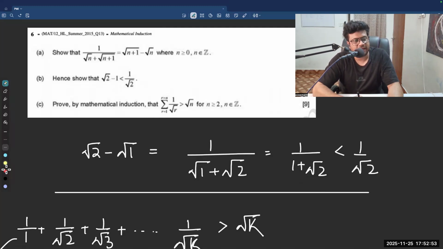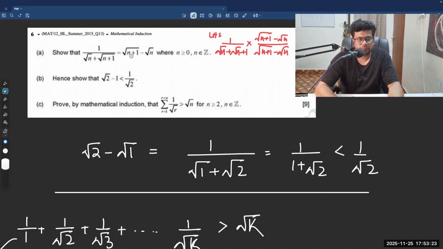Okay, now let's look at this one. Show that this is always equal to this, where n is greater than or equal to 0. Well, I don't want to do this one. Again, it's a very easy thing. You only want to rationalize the thing on the left. You start from the left, 1 by root n plus root n plus 1, divide and multiply by root of n plus 1 minus root n, and root of n plus 1 minus root n. You will end up with this on the right for 2 marks.